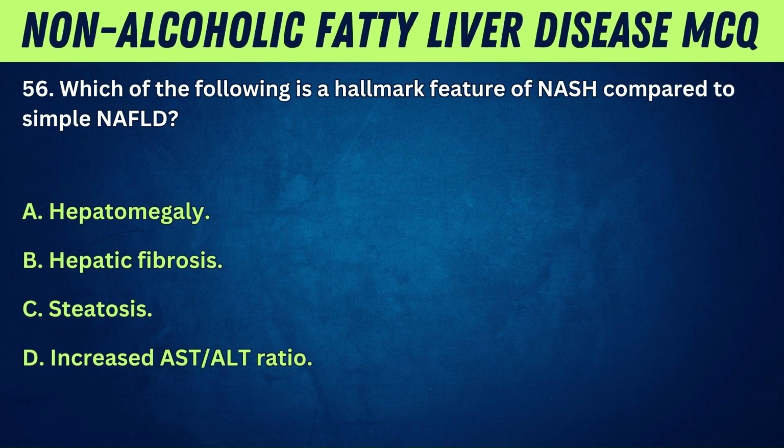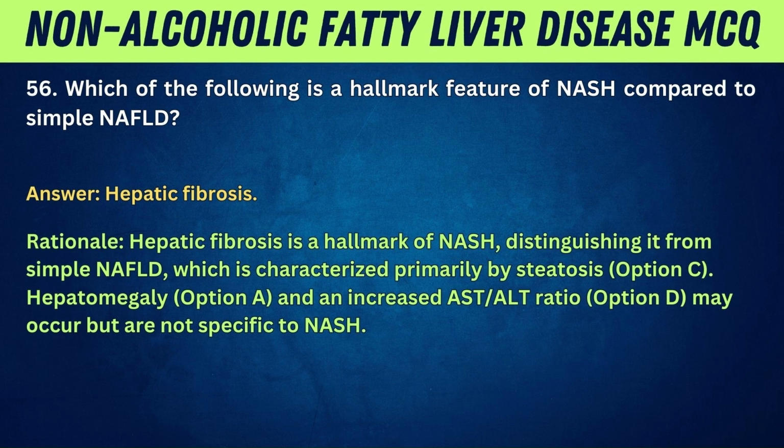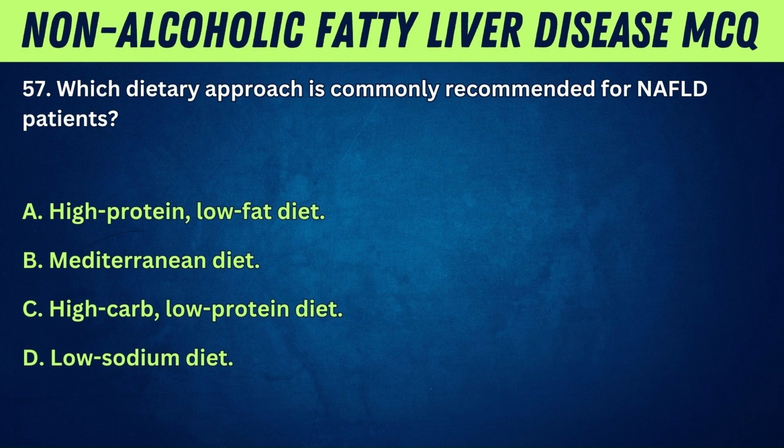56. Which of the following is a hallmark feature of NASH compared to simple NAFLD? A. Hepatomegaly. B. Hepatic fibrosis. C. Steatosis. D. Increased AST/ALT ratio. Answer: hepatic fibrosis. Rationale: hepatic fibrosis is a hallmark of NASH, distinguishing it from simple NAFLD, which is characterized primarily by steatosis, option C. Hepatomegaly, option A, and an increased AST/ALT ratio, option D, may occur but are not specific to NASH.